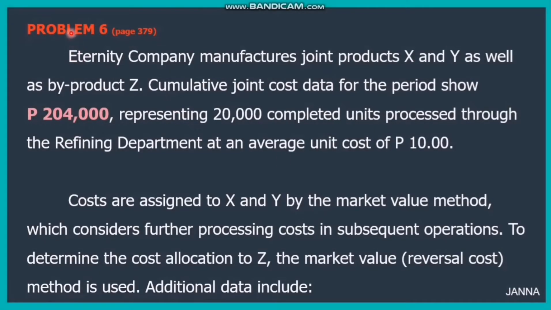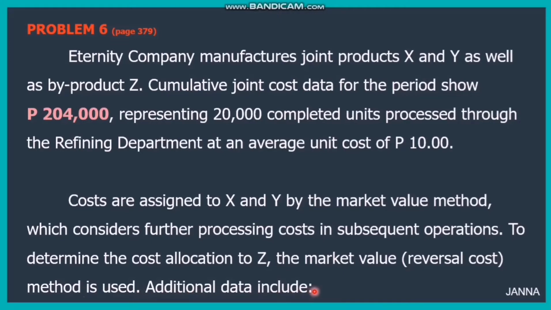So, problem 6. Eternity Company manufactures joint products X and Y, as well as byproduct Z. Cumulative joint cost data for the period show 204,000 pesos, representing 20,000 completed units processed through the refining department at an average unit cost of 10 pesos. Costs are assigned to X and Y by the market value method, which considers further processing cost in subsequent operations. To determine the cost allocation to Z, the market value or the reversal cost method is used.